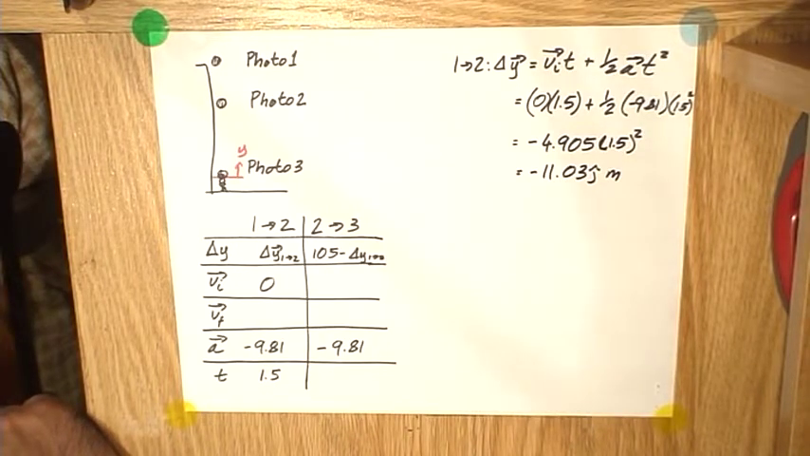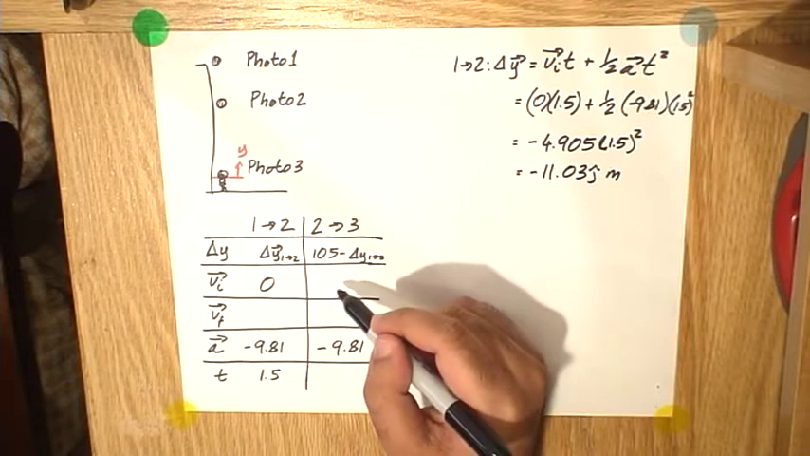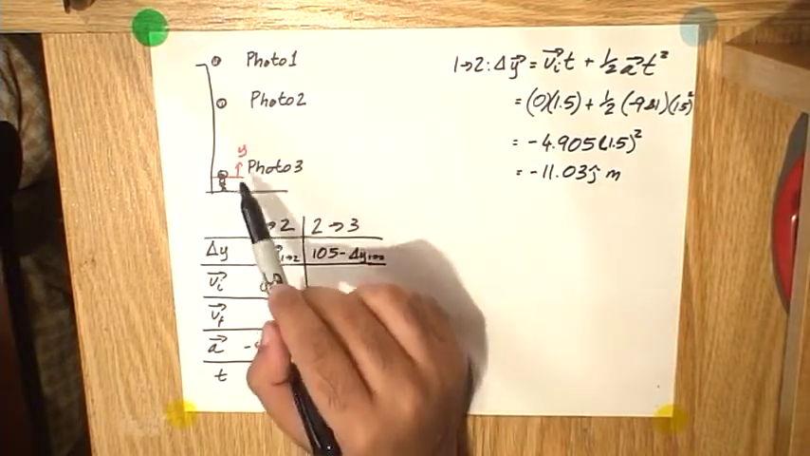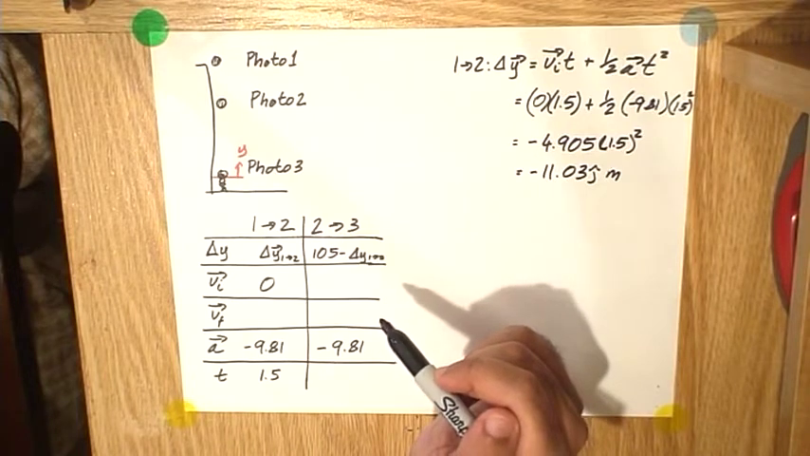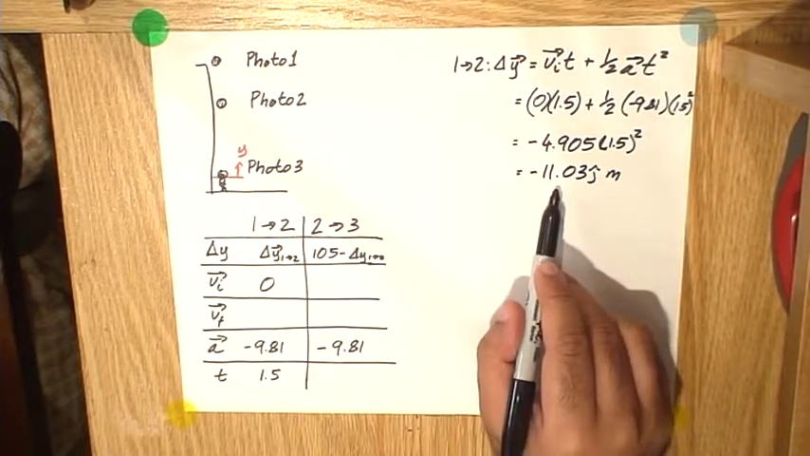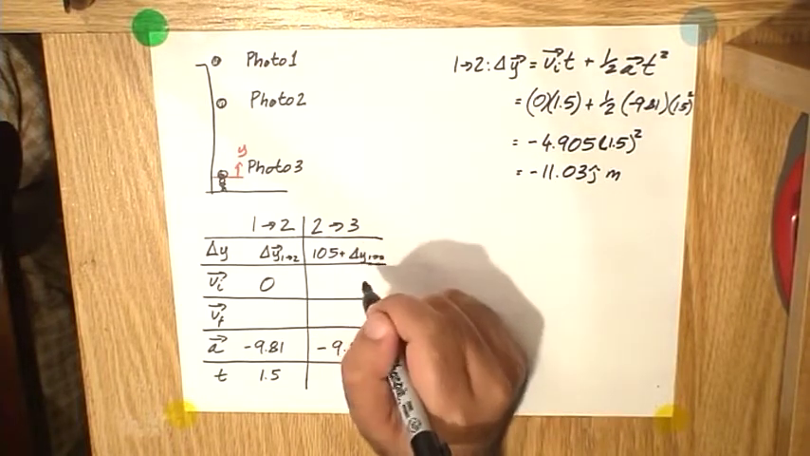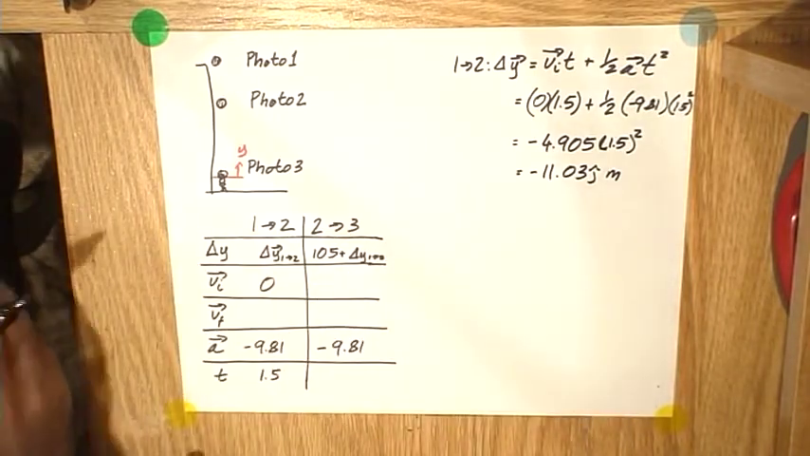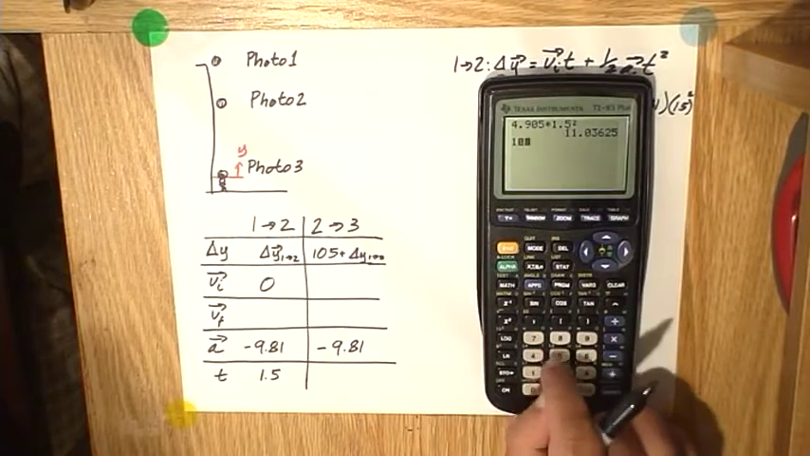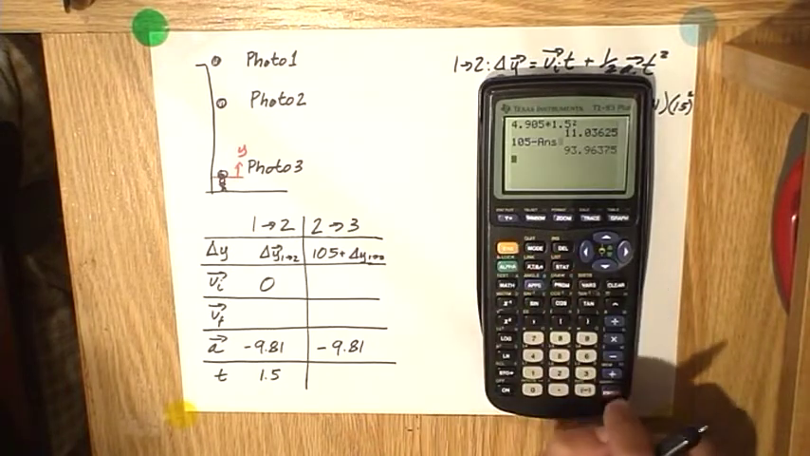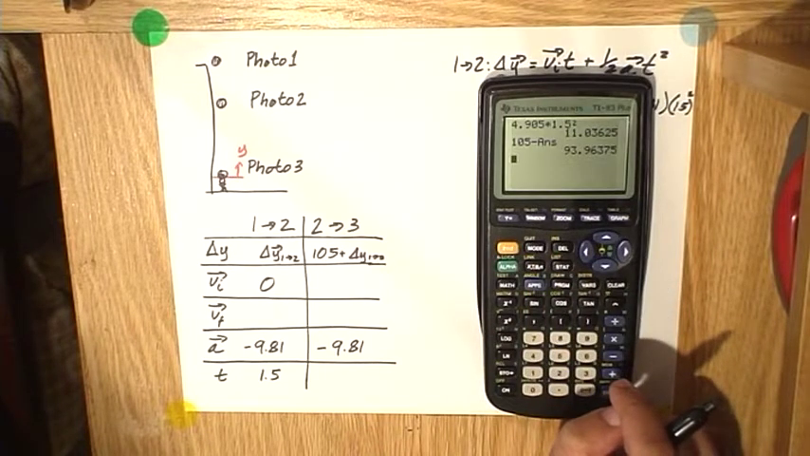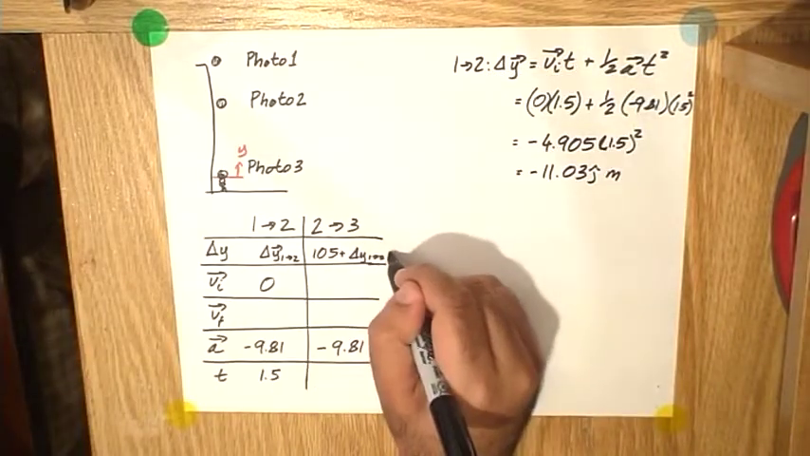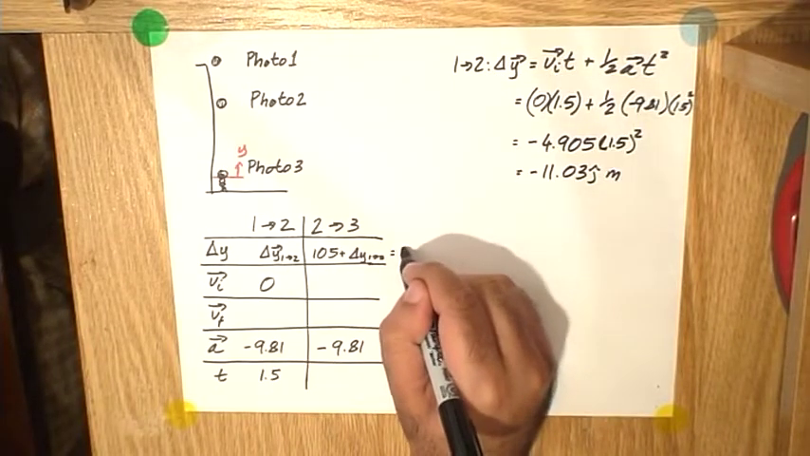Now, because it has descended by this much, we can now figure out how much further it has to descend before it hits him in the head. Because I put this down as negative, I suppose I should put a positive over here. It's going to be 105 plus a negative number. So 105 minus this means it has still 93.96 meters to go. So that is delta y for part 2.